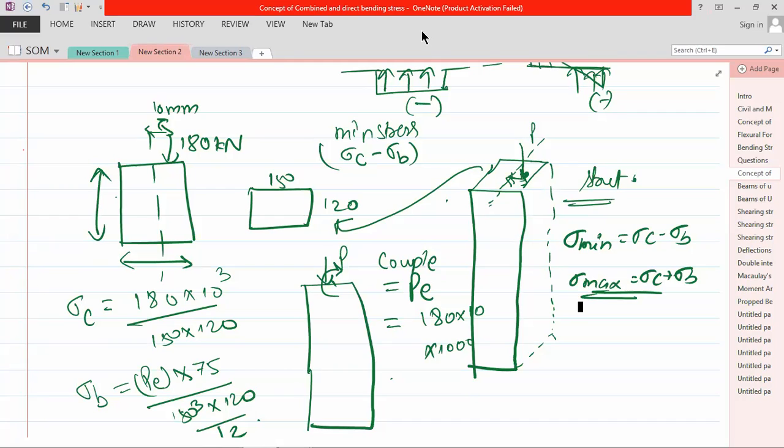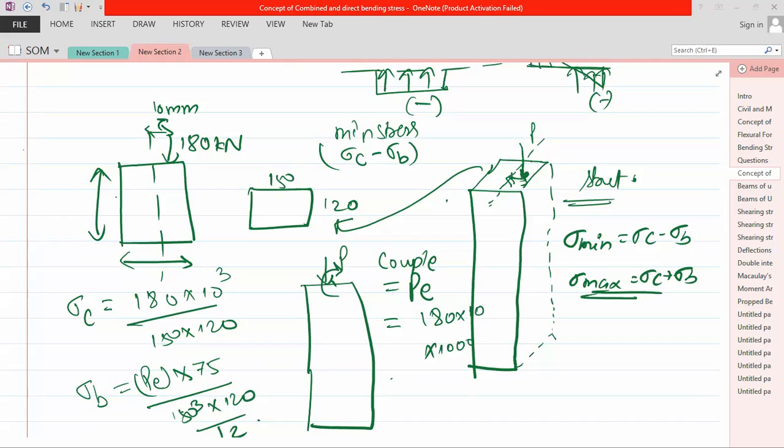So please write in chat box if you understand, or I will explain one time more. Can you write in the chat box? Hello. Okay, I got one message.